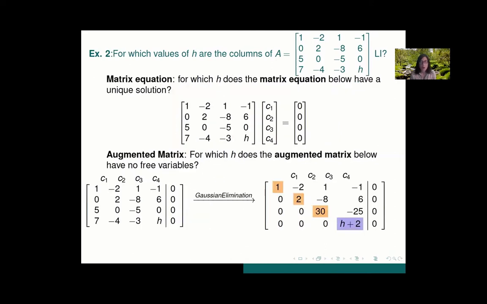Since we have four unknowns, C1, C2, C3, and C4, we must have four pivots to create a unique solution. Therefore, we need H plus 2, highlighted in blue, to be non-zero so that it will be our fourth pivot. This means that the columns of A are linearly independent exactly when H is not equal to -2.